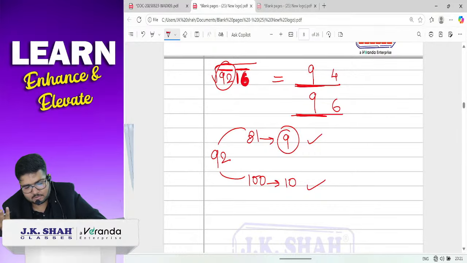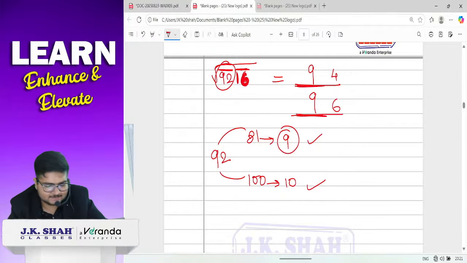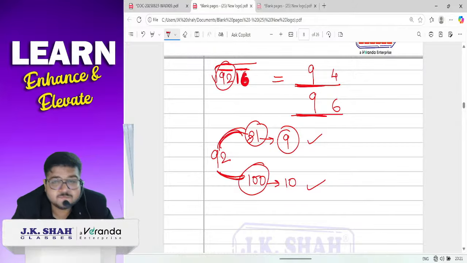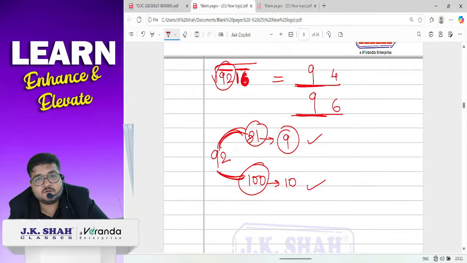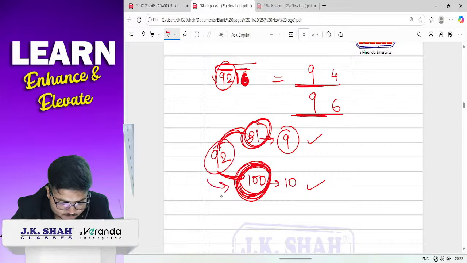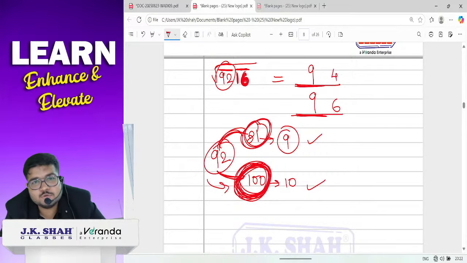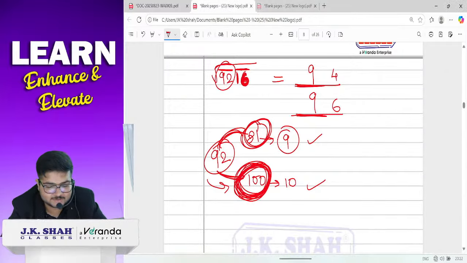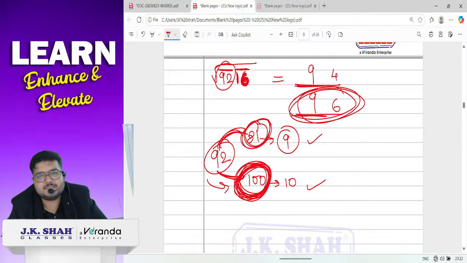Now sir, how to find out the proper answer? So again 92 will help you. 92 comes between which two perfect squares? 81 and 100. Which is closer to 92? 100 is closer to 92. That means 92 is closer to the greater number. So our answer will be the greater of the two.